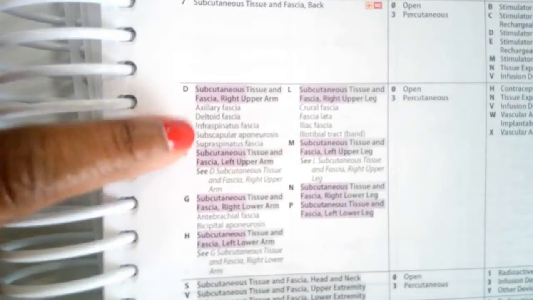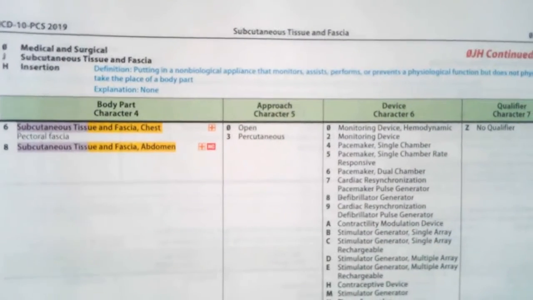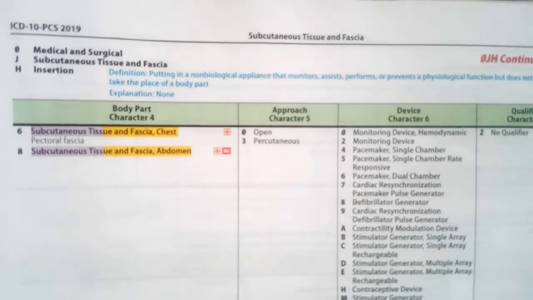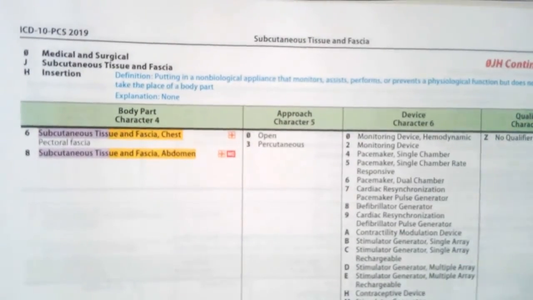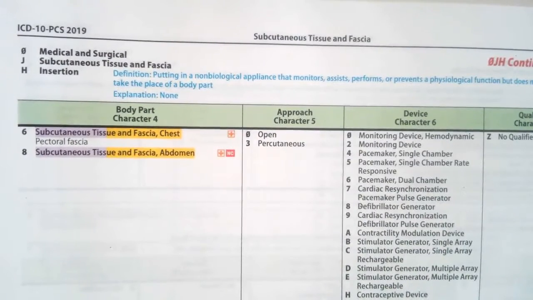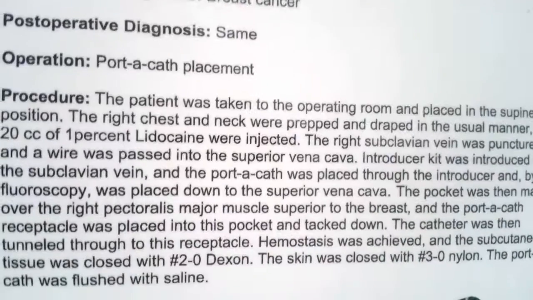Now, what I'm going to do is just scan up and down this part of the book under body part to make sure that 6 wasn't listed in any other area. And so I've done that and I don't see it. So now I am here. So 6 is subcutaneous tissue and fascia, chest. Now, the next question that I have to answer is, what was the approach? Let's go back to our report.